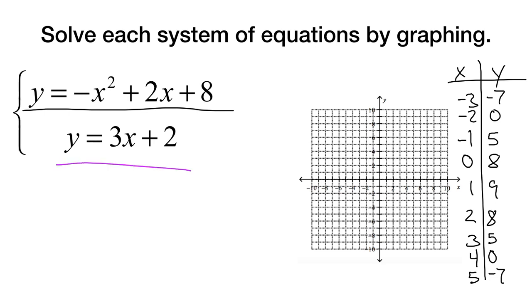Now that we've had those, let's plug in these values just to figure it out. X, Y, oh wait, I should graph those. Negative 3, negative 7, negative 2, 0, 1, 5, 8, 9, 8, 5, 0, negative 7.